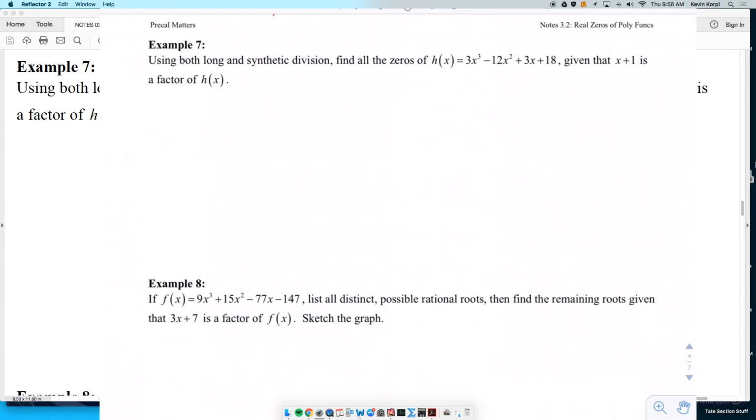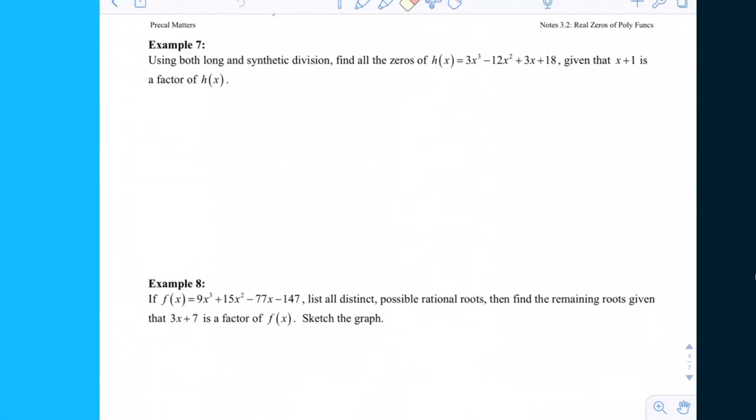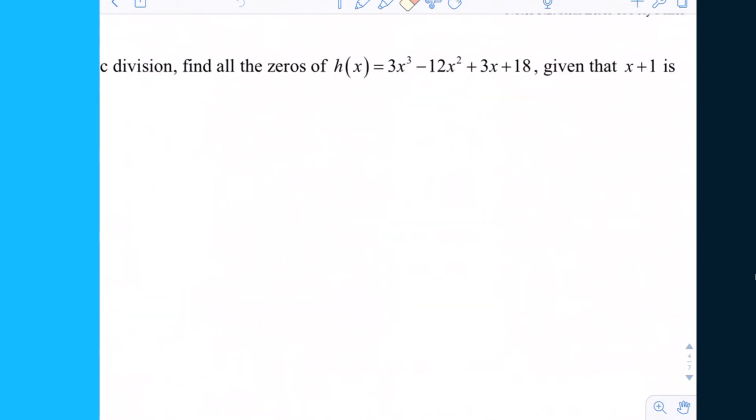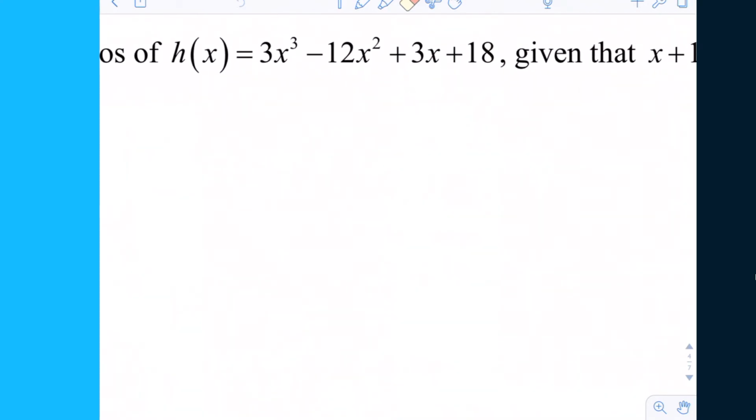Using both long division and synthetic division, find all the zeros of that cubic polynomial given that x plus 1 is a factor of h of x. Okay, so cubic polynomial. If our goal is to get it down to at least a degree 2, then to get from degree 3 to degree 2, I need how many roots? 1, okay? And unfortunately, I was not given a root.